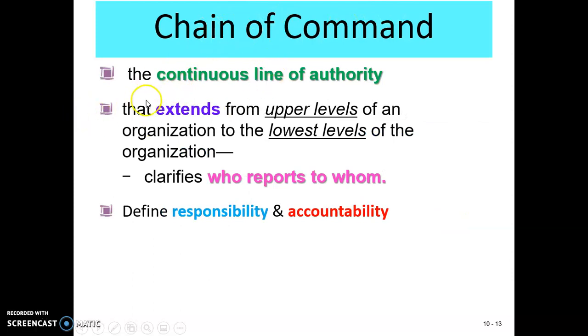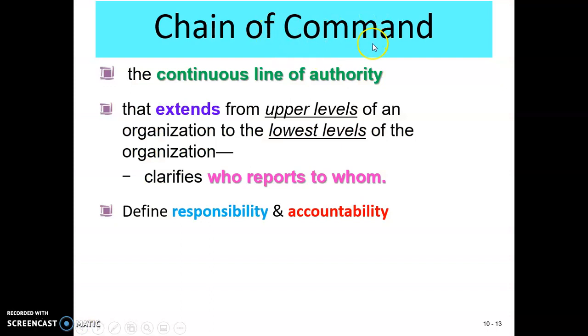Chain of command refers to the continuous line of authority. This extends from the upper level of management to the lowest level of management, and it clarifies who reports to whom. Sometimes employees need to know whether they report to only one manager or more managers. If there is a continuous line of authority, they will know to whom they have to report. This also defines the responsibility and accountability of each job.